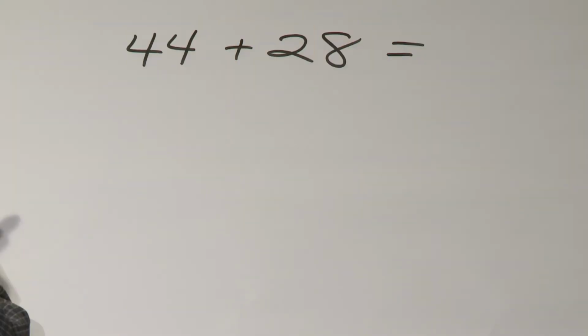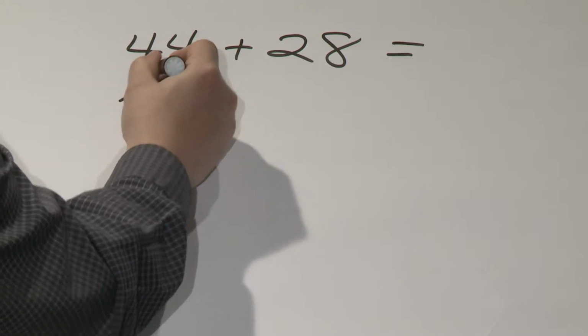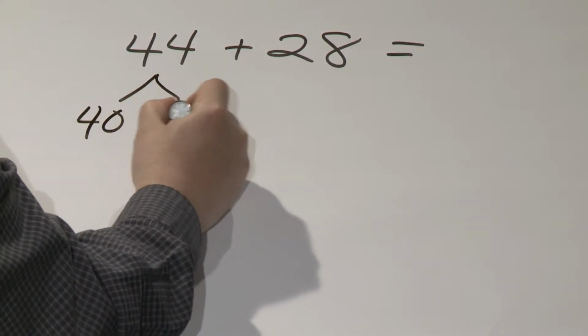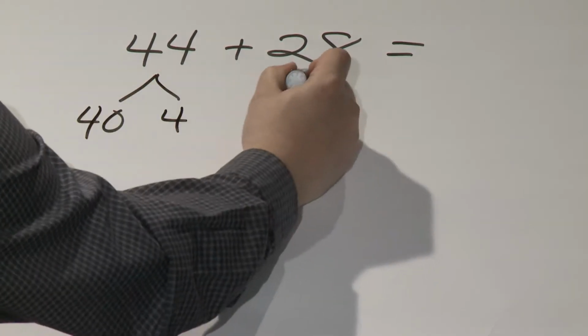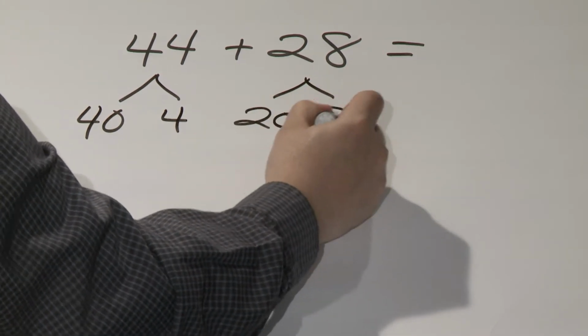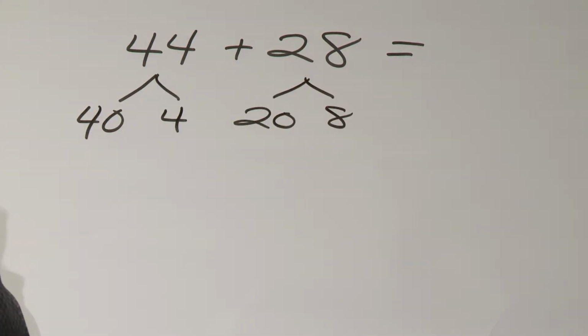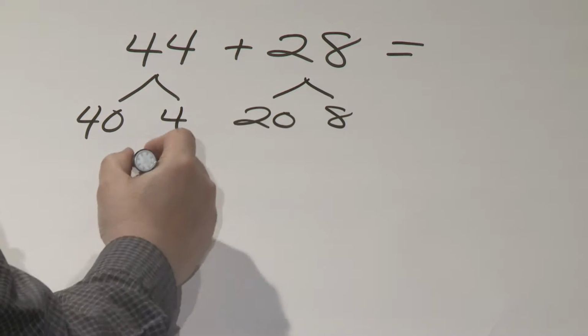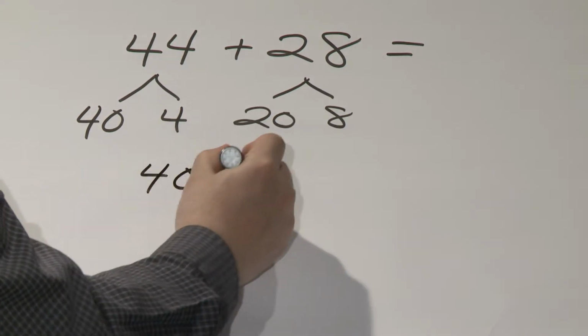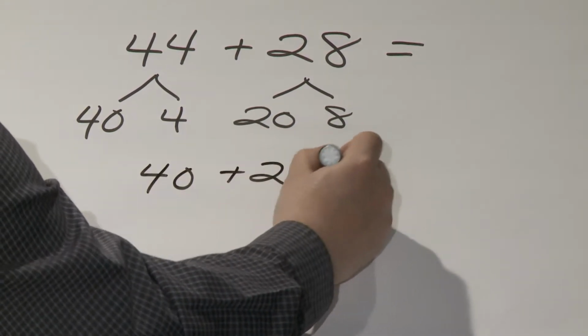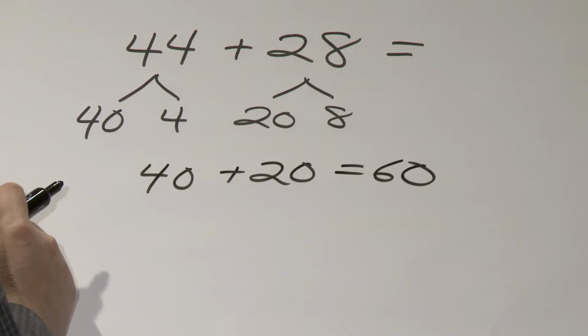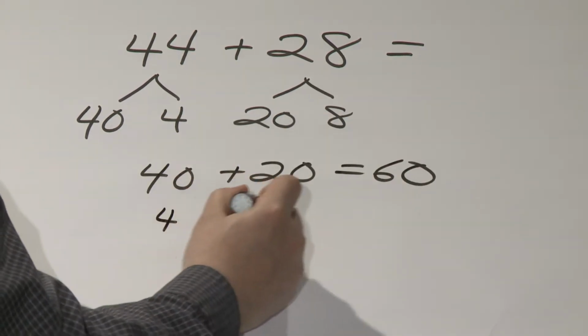Let's take a look at 44 plus 28. We can break apart both addends by their place value. We can think of 44 as 40 and 4, and 28 as 20 and 8. Now we can add the tens, and we can add the ones. 40 plus 20 is 60, and 4 plus 8 equals 12.